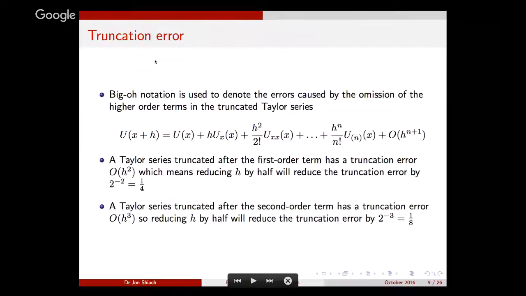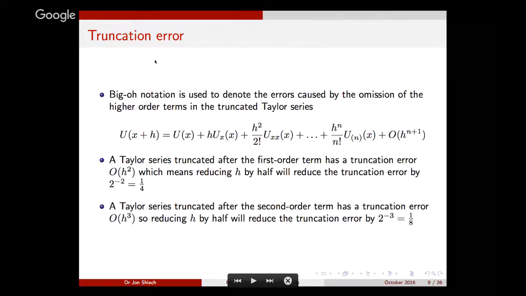I'll come back to that slide in a minute. But if we had big O h squared, if we were to reduce our h by 1/2, we reduce our error by 1/4. If we had big O h to the 3, if we reduce our h by 1/2, we reduce our error by 1/8.